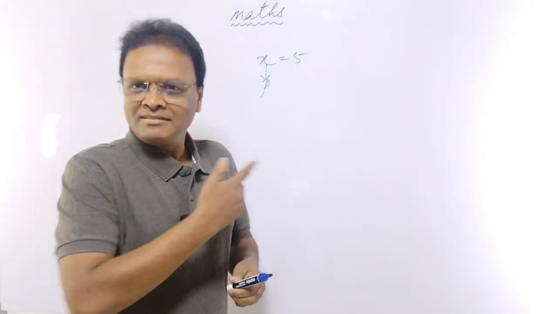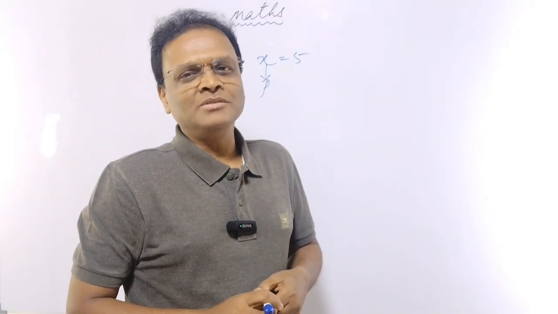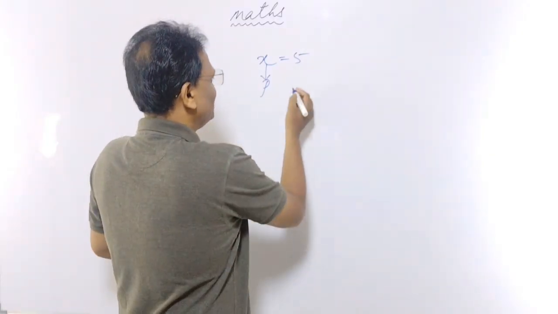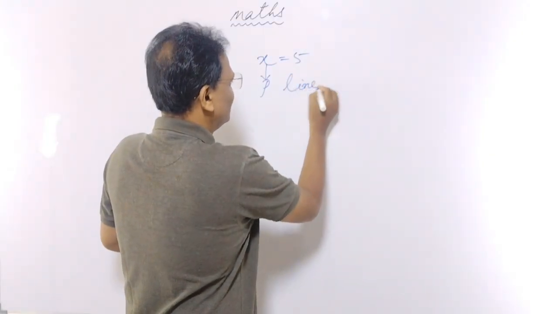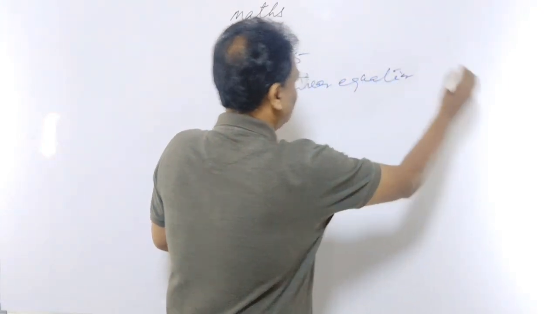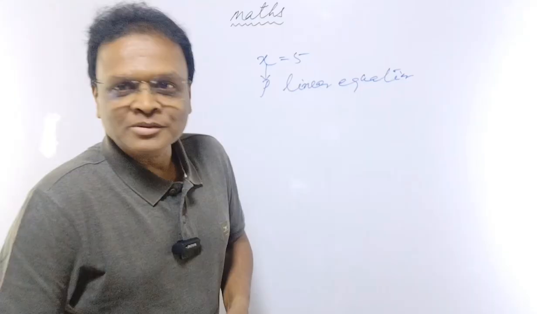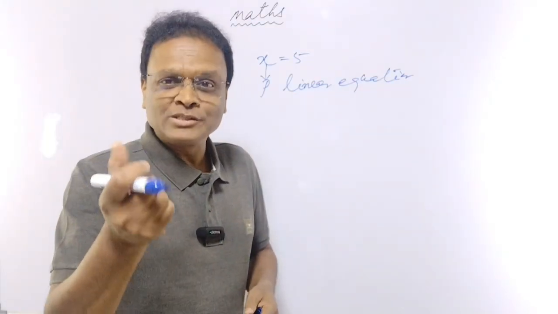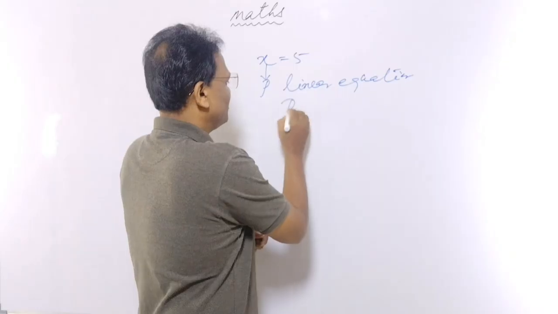Can you name the equation? This is called a linear equation. So what is the name of the equation? It's a linear equation. So what is the power of x? I think the power of x is 1.